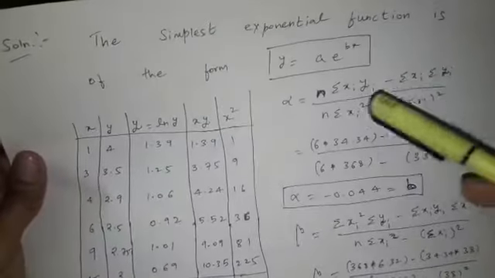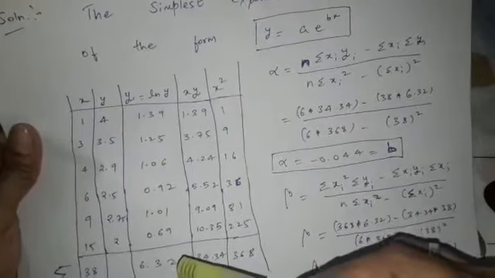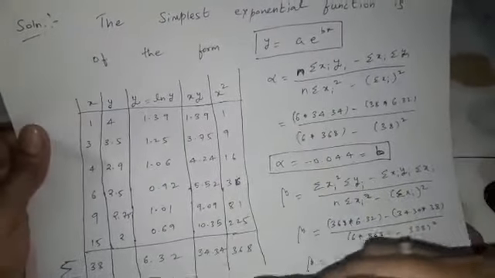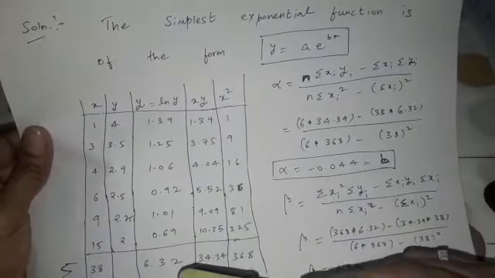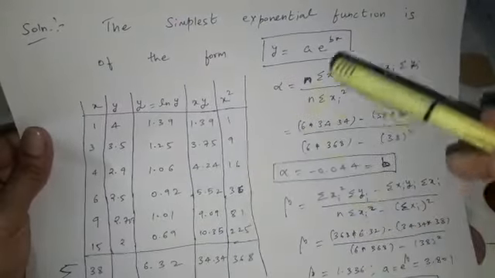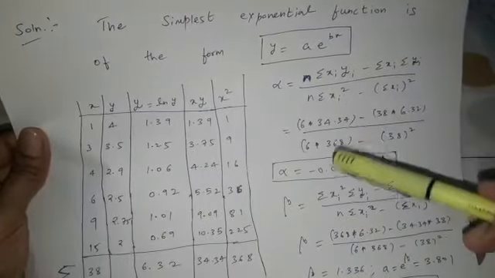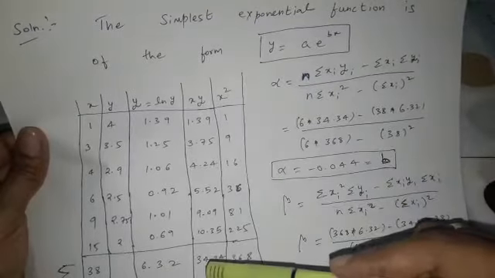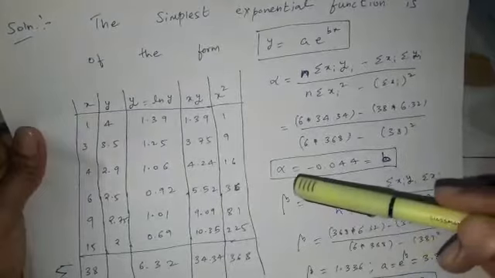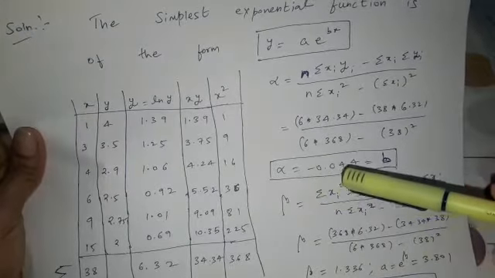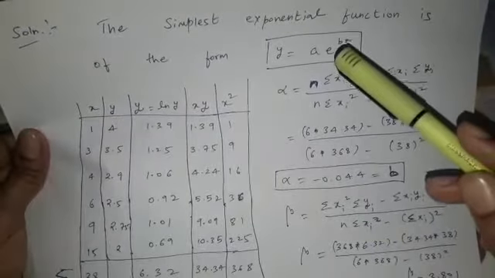The summation of xi yi is 34.34, minus summation of xi, which is 38, times summation of yi, which is 6.32. So substitute all the values from the table, and you'll get alpha as minus 0.044. The value of alpha is nothing but the value of your b.